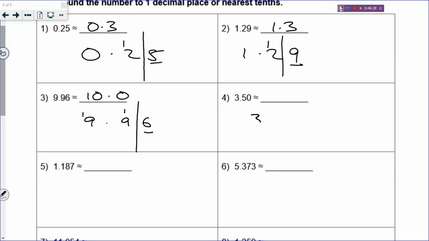Alright, next one, 3.50. Where do you draw the line? Over here, to show one decimal place. And look at the 0. Is it 5 and bigger? No, it's not. So you don't have to add 1. So it's still 3.5. Alright, next one, quickly.